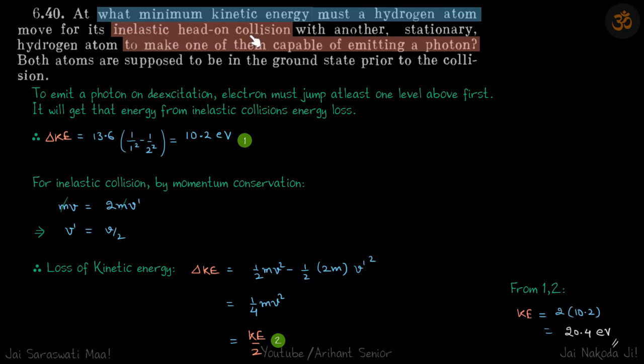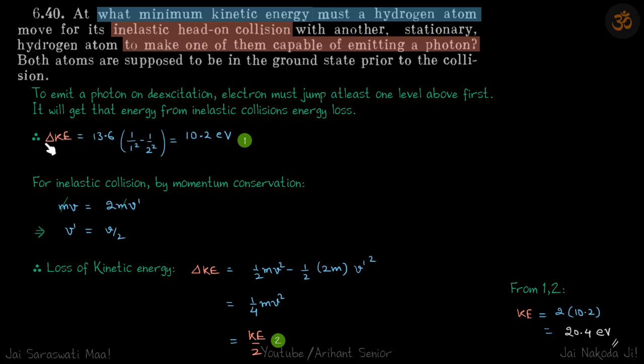That is, it should go from n equal to 1 to n equal to 2, so that it can jump back from 2 to 1 and emit a photon. So let's start from there. To emit a photon on de-excitation, the electron must jump at least one level above first. So it will get that energy from the inelastic collision's energy loss.